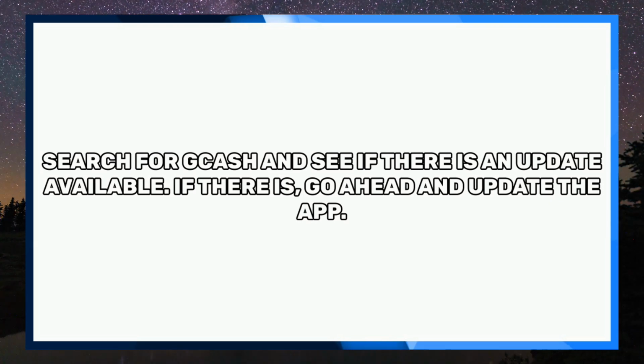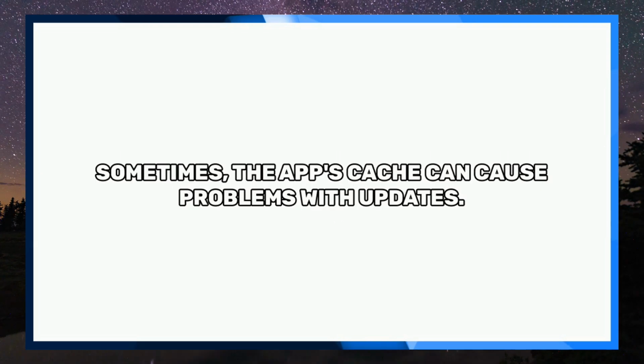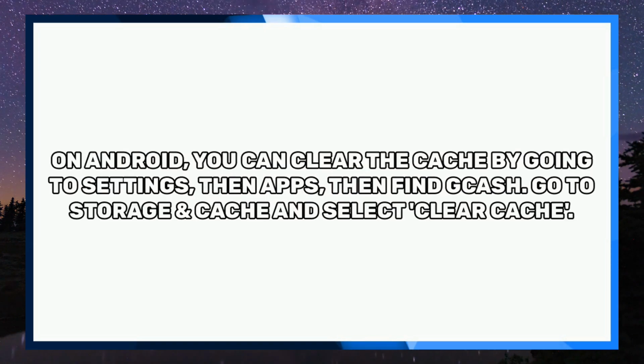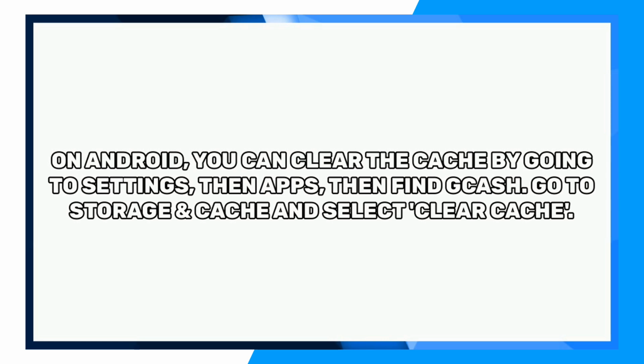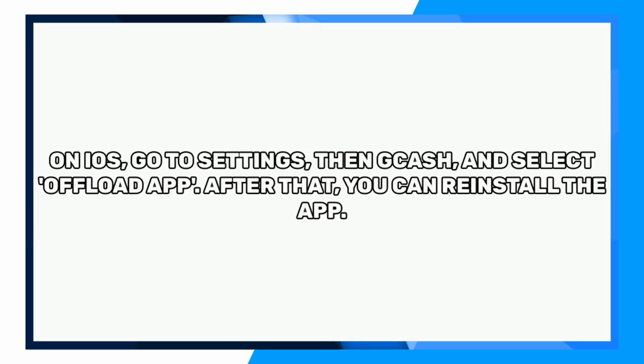Sometimes the app's cache can cause problems with updates. On Android, you can clear the cache by going to Settings, then Apps, and finding GCash. Go to Storage and Cache and select Clear Cache. On iOS, go to Settings, then GCash, and select Offload App. After that, you can reinstall the app.